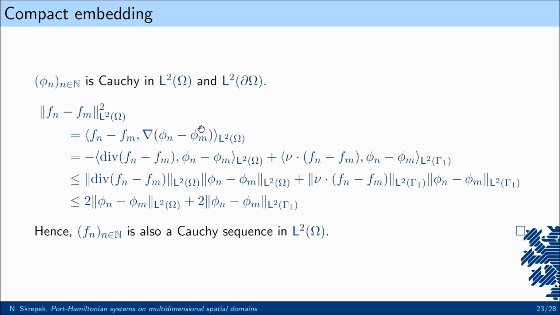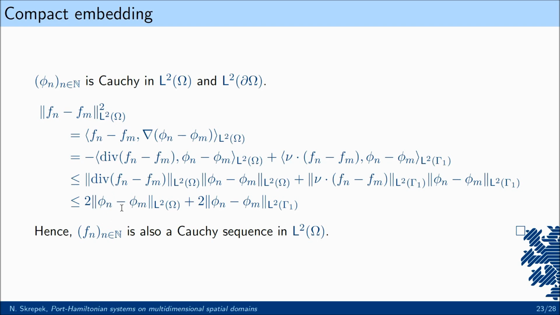Okay, and now we can use that to show that also Fn is a Cauchy sequence just by calculating the difference in the L2 norm. By using the square, we can use the inner product, and by definition, the gradient of phi n is Fn. So now we use an integration by parts formula to move the gradient to the other side. Then we get a divergence and a boundary term, and now we just use Cauchy-Schwarz and the boundedness of the sequence Fn. So this is bounded by 2.